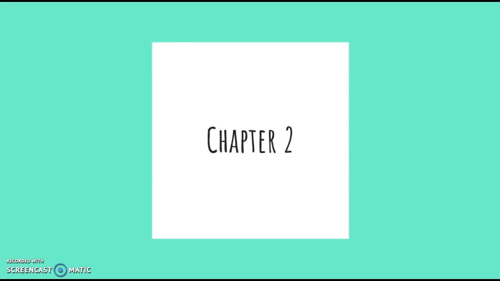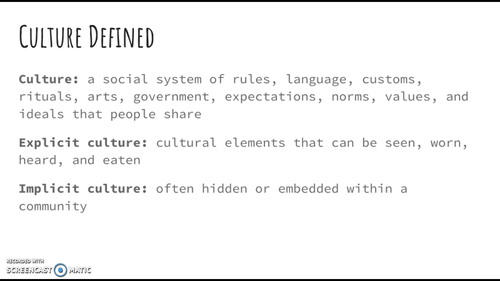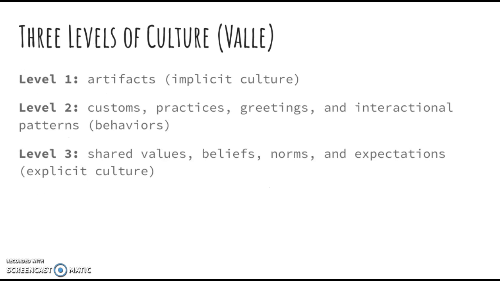Chapter two then goes into a discussion of culture and talks about explicit culture, which are things that you see, and implicit culture, which are things that are kind of hidden. And then it really talks about the three levels of culture.